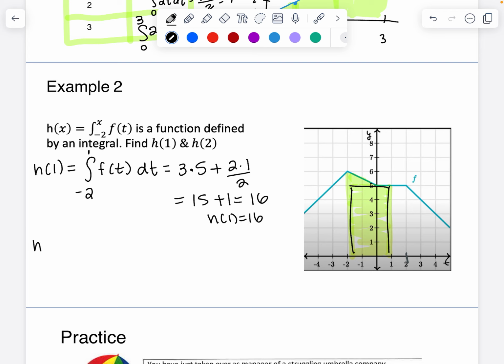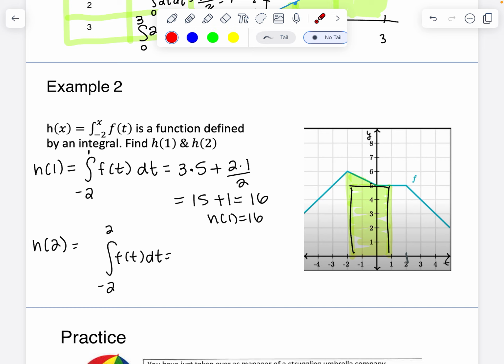Now let's do it with h of 2. Negative 2 to 2 of f of t dt. Because we already know that the section from negative 2 to 1 is 16, we don't need to redo all that math. We can just write 16, but I do now need to find this section right here because I haven't done that yet, and that's just 1 by 5. So plus 1 times 5, so my answer is going to equal 21 for that one.